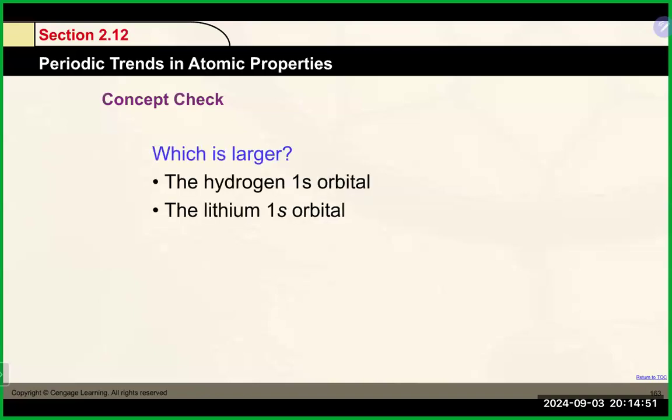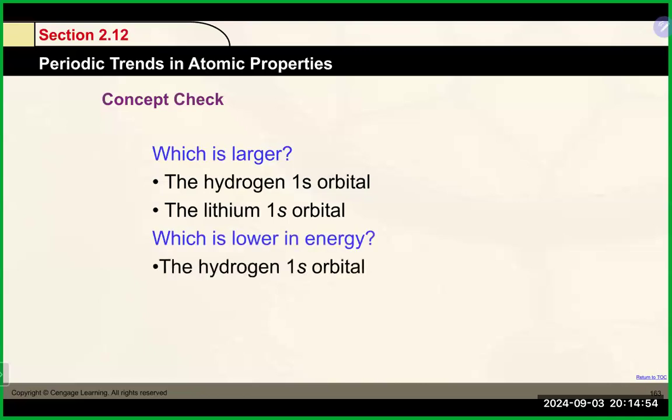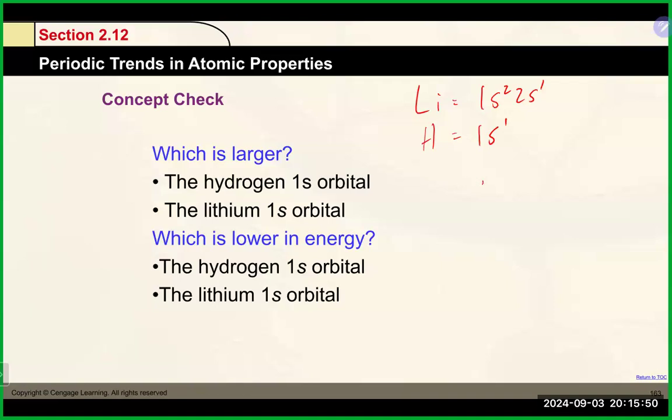Which one is larger, the hydrogen 1s orbital or the lithium 1s orbital, and which one is lower in energy? Take a moment and think about each of those. Let's just draw some pictures and see what we got going on. Hydrogen's got 1 proton, so that's a +1 charge and 1 electron. Lithium, as we saw earlier, has a +3 charge and a few electrons hanging out, right? So we're talking about the 1s orbital, which would be these guys here, right? So which one should feel a stronger attraction to the nucleus, hydrogen or lithium? It would be lithium.